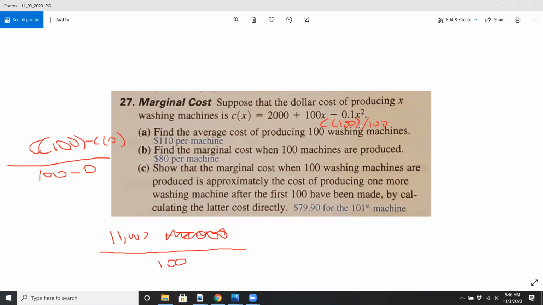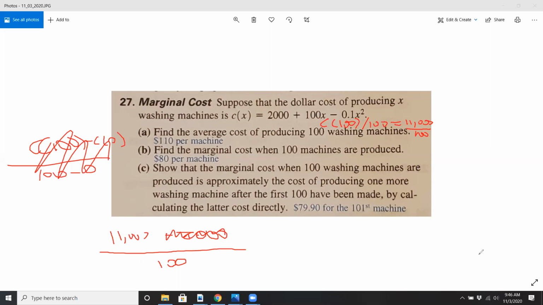It's not the average rate of change. I totally apologize. The average cost is simply $110. You're just taking C of 100, which is $11,000, divided by 100. So it's just $110 per machine. That's the average cost. I totally overthought that one.